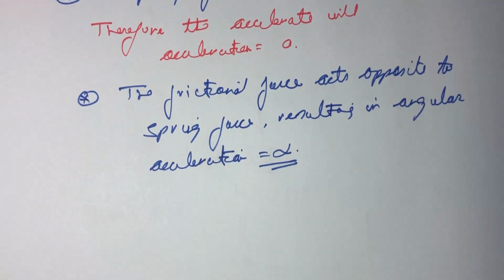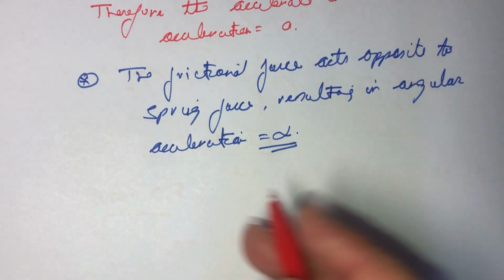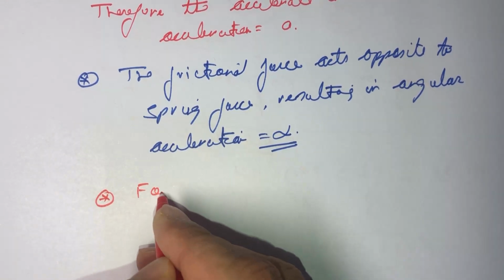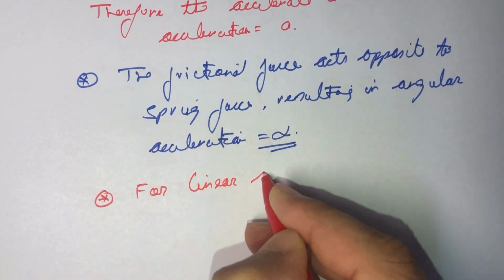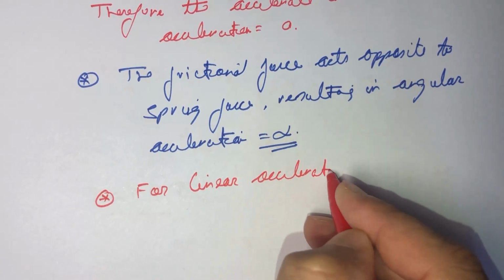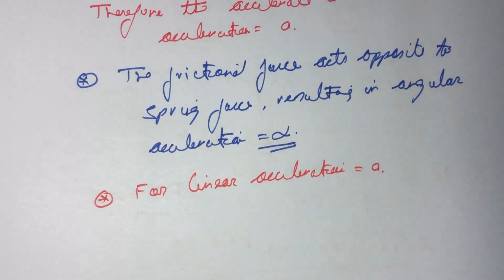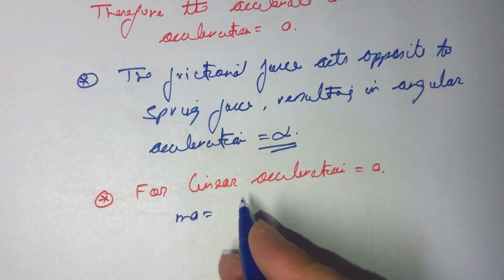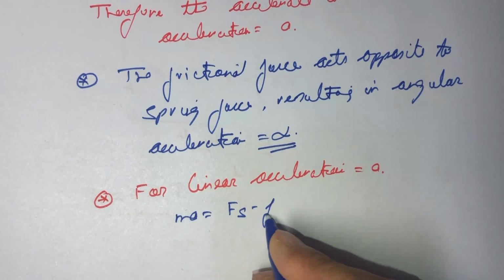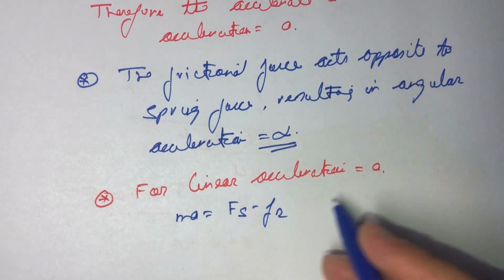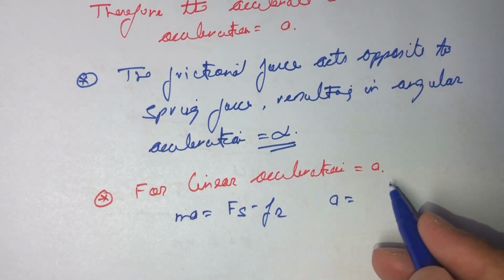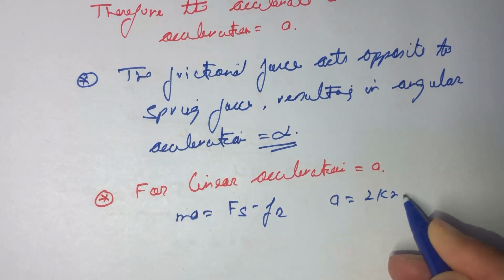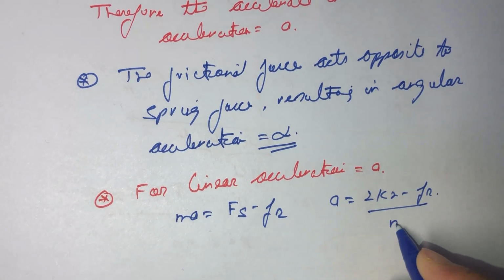So therefore we can write the equation for the linear acceleration A. We can write that ma will be equal to the spring force minus the frictional force. So from here we can say A is equal to, the spring force Fs being 2kx, 2kx minus the frictional force, divided by m.